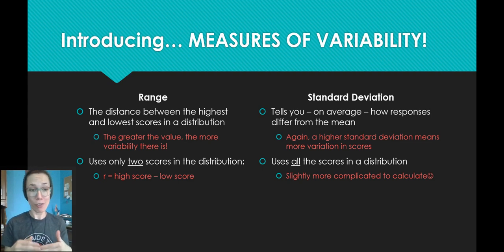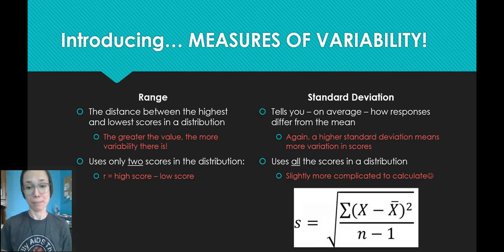Similar to the range though, a higher standard deviation tells us that there's more variation between our scores. There's more uncertainty happening within our scores. They're not as similar as they were in that first class, which only had 30 minutes difference between the person who waited the least amount of time and the person who waited the most. So this is a lovely formula for standard deviation. Don't let it scare you.